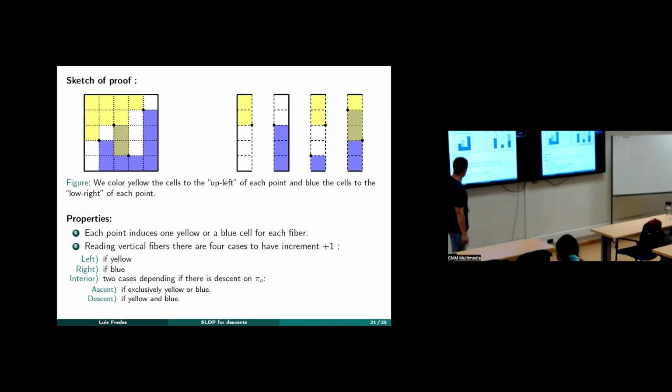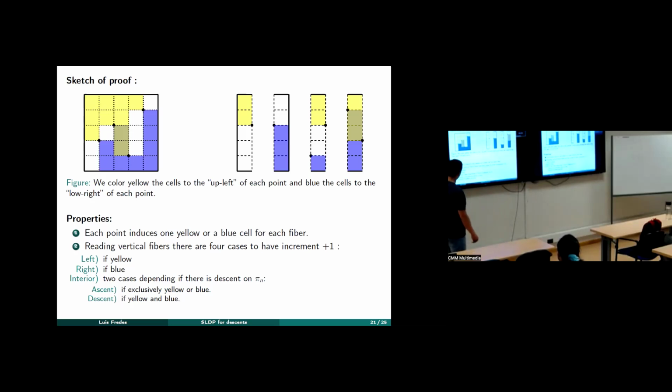And right now, if in this part in the interior I have a descent, I will have something like this. Which ones will have increment +1? It will be the cells that are colored both yellow and blue at the same time. Is it clear? Are there questions?